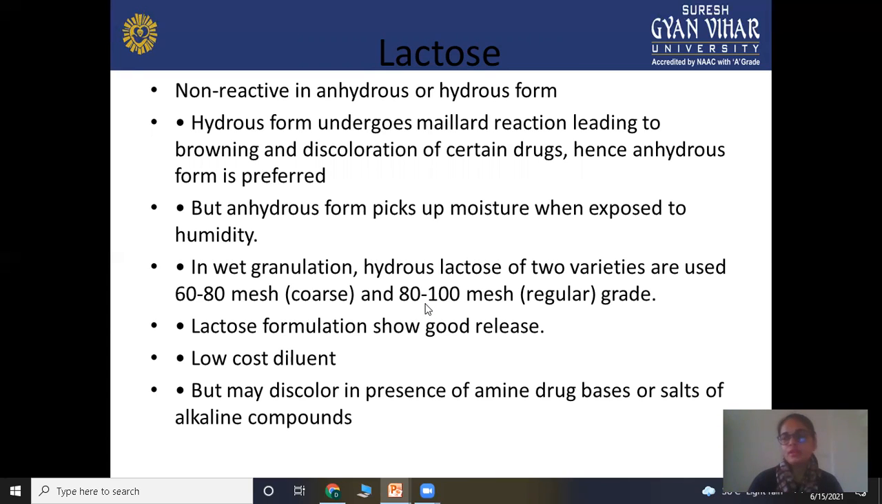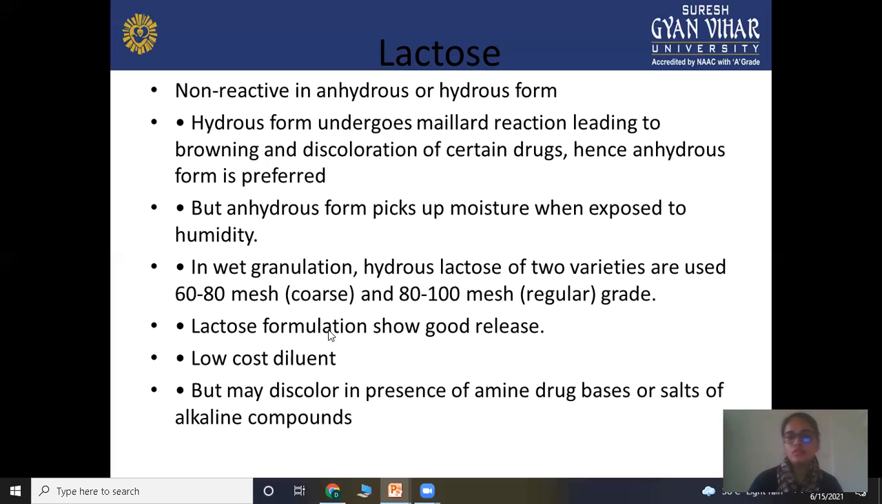You know the wet granulation method: a solution or moisture content is used, which is known as wet granulation, and in this mainly hydrous lactose is used. There are two grades available for this lactose. First is 60 to 80 mesh size particles, which is coarse, and second is 80 to 100 mesh size, which is the regular grade of lactose. Next, lactose formulations show good release. With the help of lactose, the release mechanism is also improved, so your tablet shows a good release process.